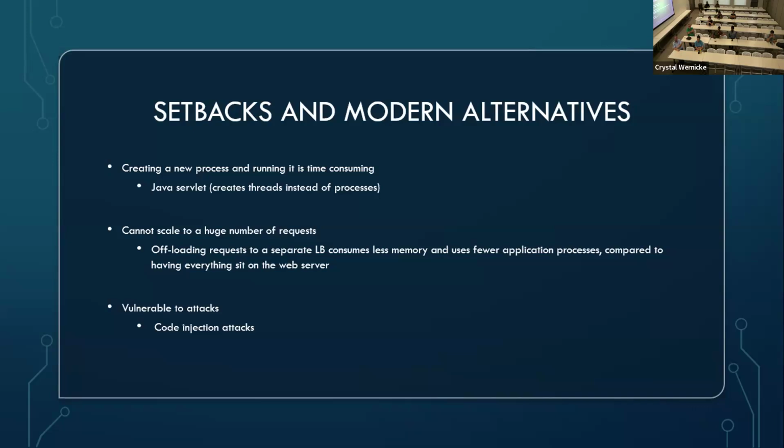So obviously, I already pointed out that you can't scale to a huge number of requests. One solution to this might be offloading your requests to a load balancer that then, perhaps in a round robin fashion, or maybe your load balancer is configured to find the server that's taking up the least amount of resources, will direct the request to another server, which will consume less memory, use fewer applications or steps, or both.